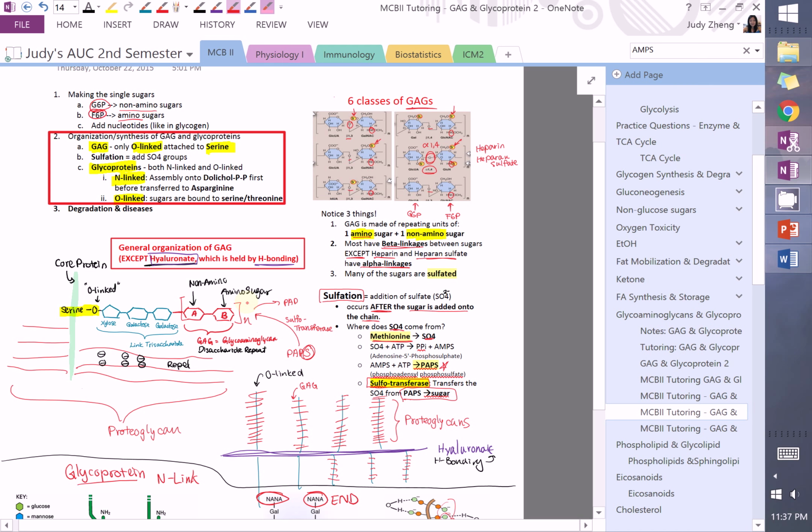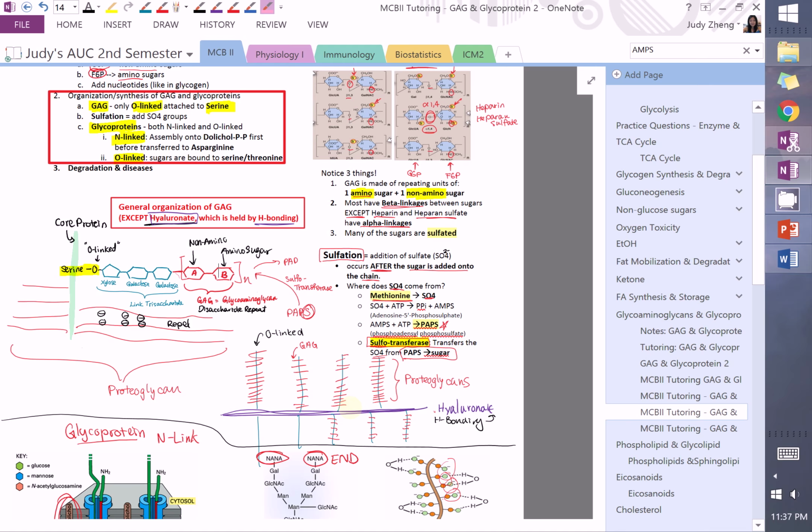Okay, and then we talked about how GAGs are organized, and all of the GAGs except for hyaluronate, which we talked about here, they all have this general organization. So that includes one protein core. Protein core has certain serine residues, and where the OH are is where the sugars are attached. And they always follow this organization of the link trisaccharide, which is xylose, galactose, galactose, and then it connects to the GAG.